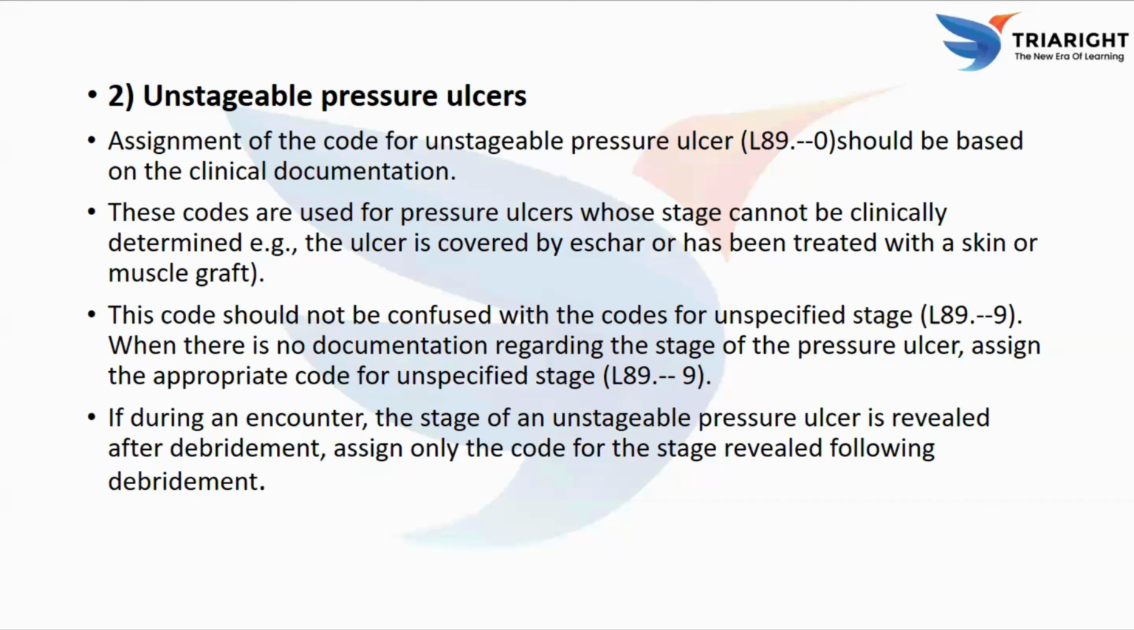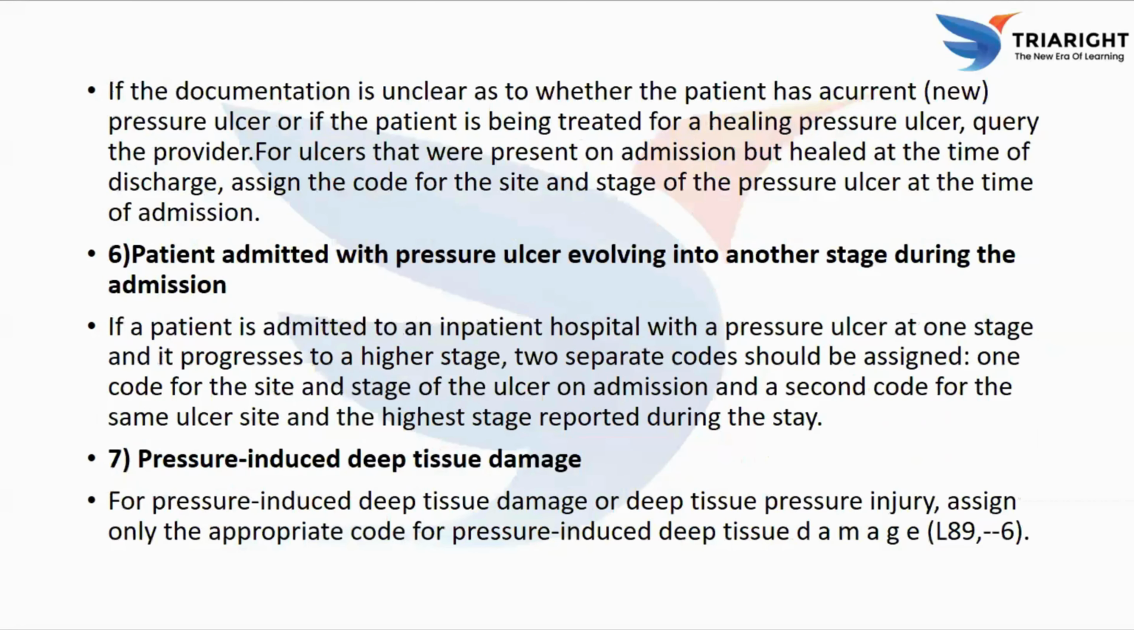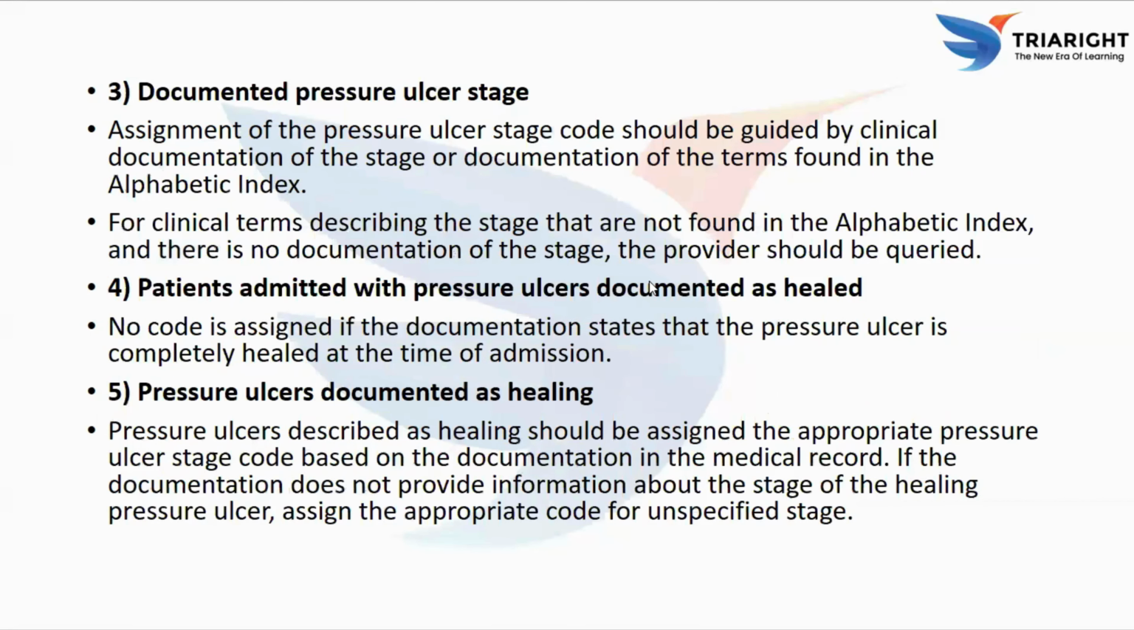So this is the coding rule for unstageable pressure ulcers. So then how do you code the documented pressure ulcer? When assigning ICD-10-CM codes for pressure ulcers, you have to always code the stage that is documented in the medical record. So what are the coding rules for this? If the provider clearly documents stage 1, stage 2, stage 3, stage 4, or unstageable or deep tissue injury, etc., you have to assign the corresponding L89 code.